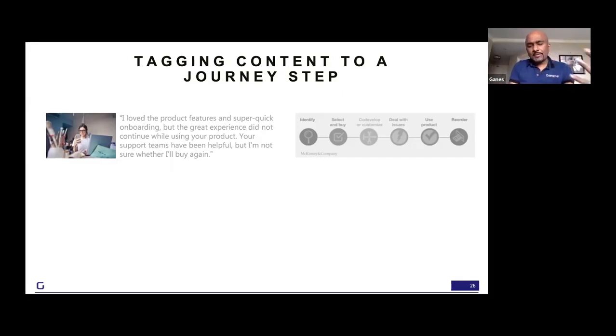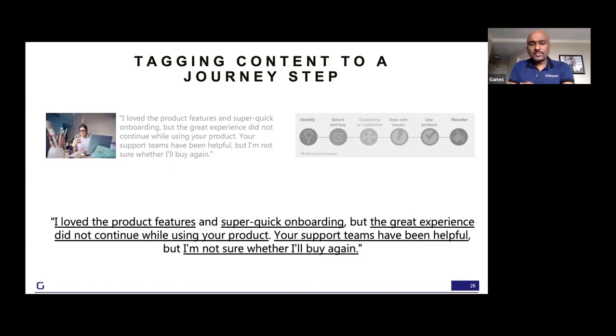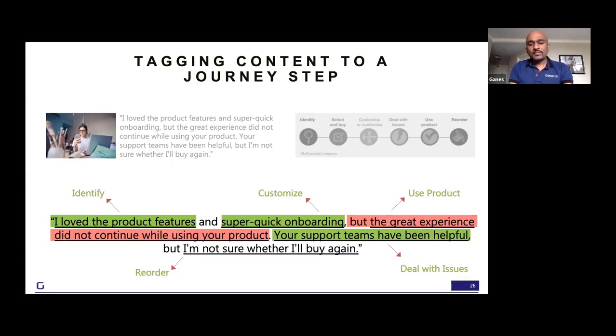So if we take the same feedback, put it into these 6 journey steps, what do they look like? So we have 5 journey steps talked about here: identify, customize, use product, deal with issues, and reorder. Now, if we bring in the sentiment and say, are customers happy or unhappy about each of these features? So you can see that 3 steps the customer is happy about, and 2 they are not very happy.